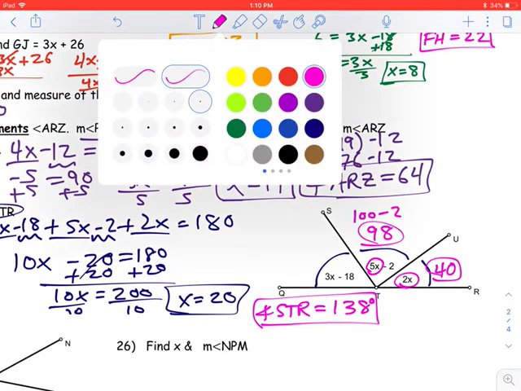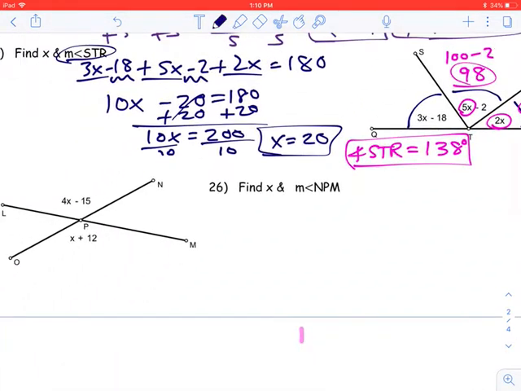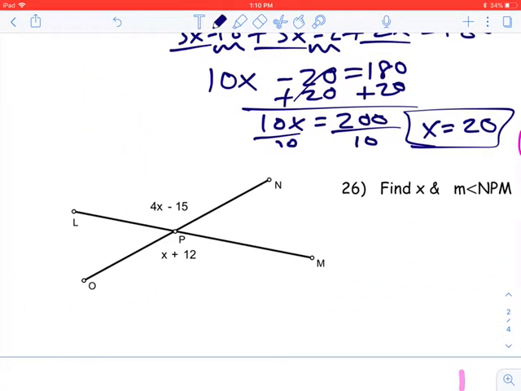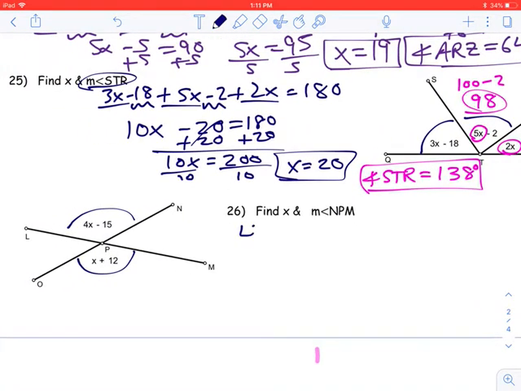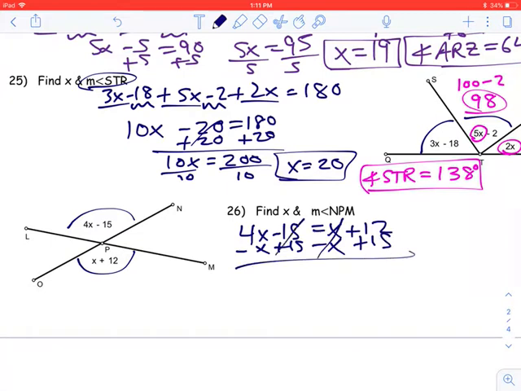Okay, so the very last problem we have here, these two angles, quite simply, are vertical angles. And we know vertical angles are congruent. So 4x minus 15 equals x plus 12, since they are congruent. So get x on the same side, get that 15 out of there, and I get 3x equals 27. Divide by 3, x equals 9.